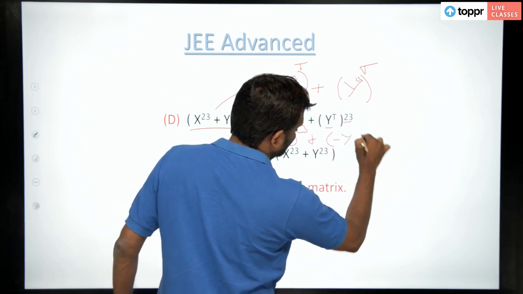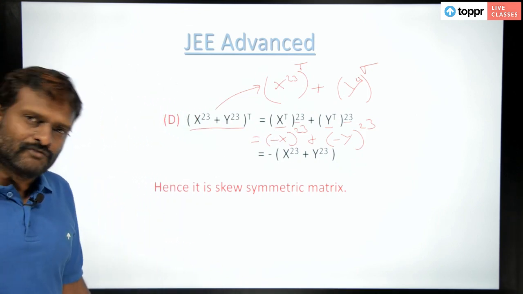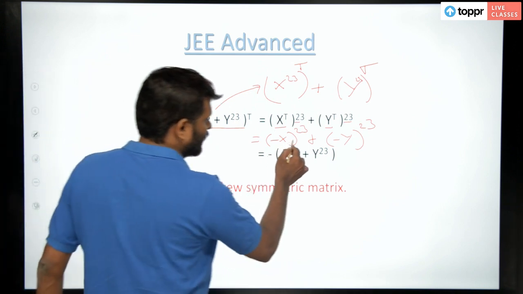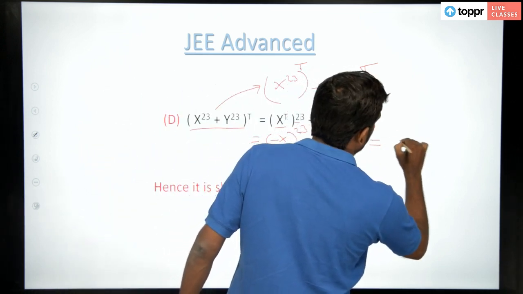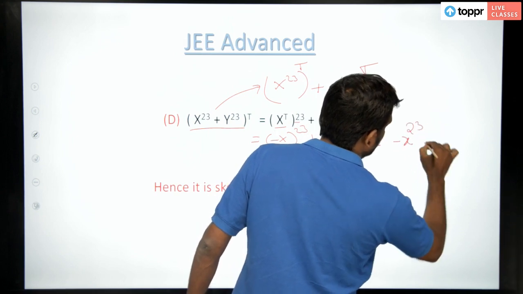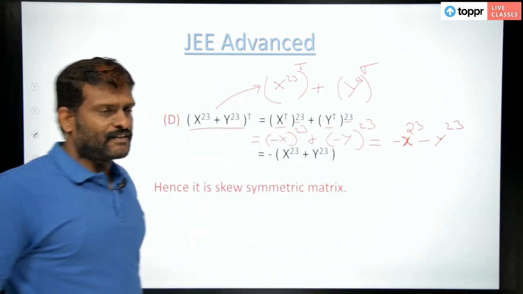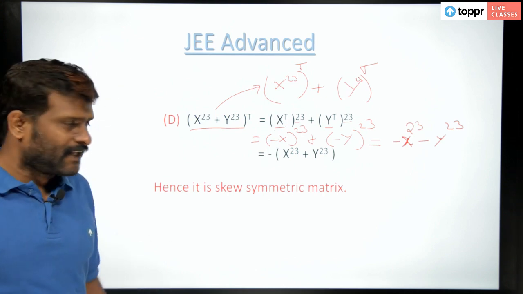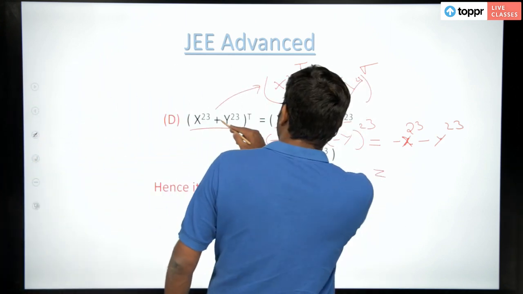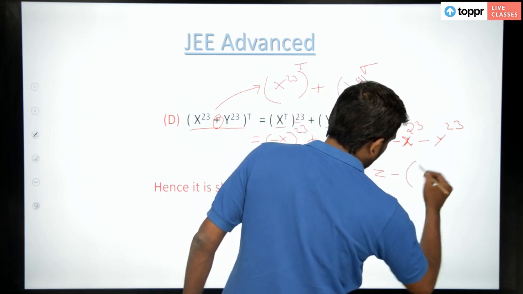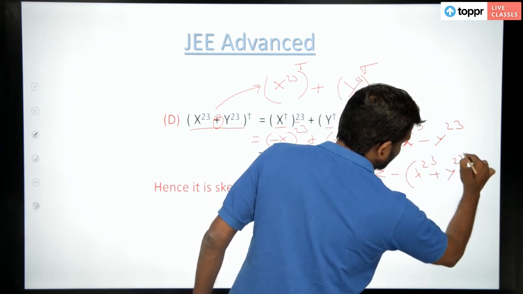So, this can be written as minus x to the power of 23 plus minus y to the power of 23, because x and y are skew symmetric matrices. So, their transpose will be equal to negative of the matrix. And now, here this 23 is an odd number. So, this can be written as minus x power 23 minus y power 23. Since 23 is an odd number, the negative of it will remain negative. So, negative x power 23 minus y power 23, and I can take the minus sign common because I have a plus sign here. So, when I take the minus sign common, it is x power 23 plus y power 23.